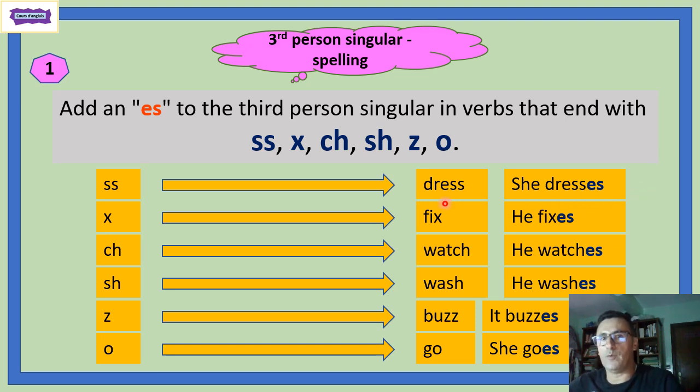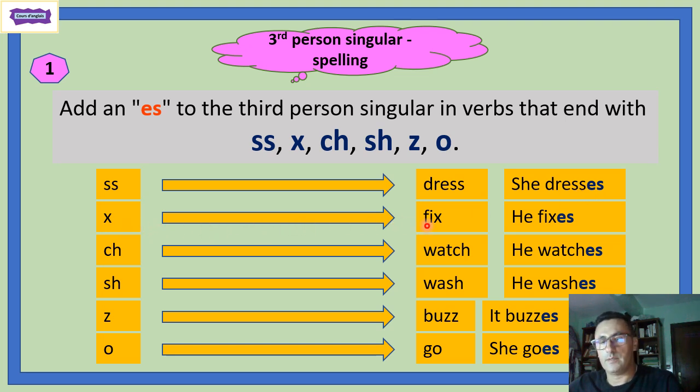On dit tout simplement I dress comme ça: I dress, you dress, he dresses, she dresses, it dresses. We dress, you dress, they dress. Alors, on remarque bien sûr que quand il s'agit de la troisième personne singulière, on ajoute ES.